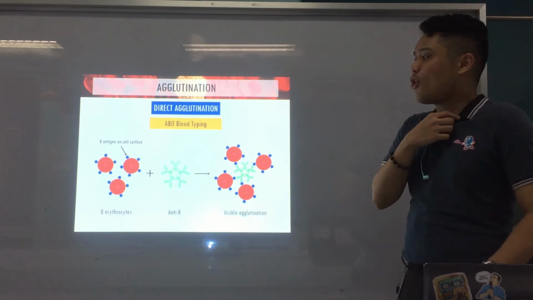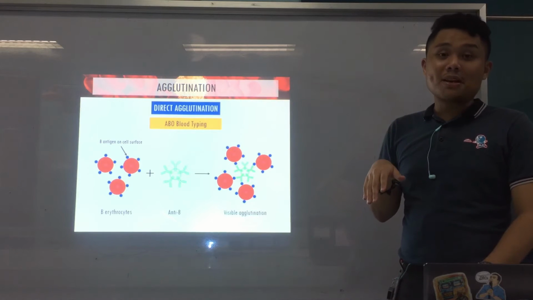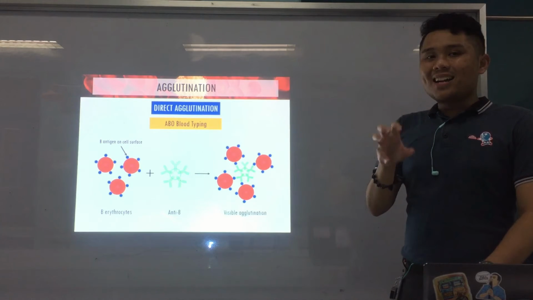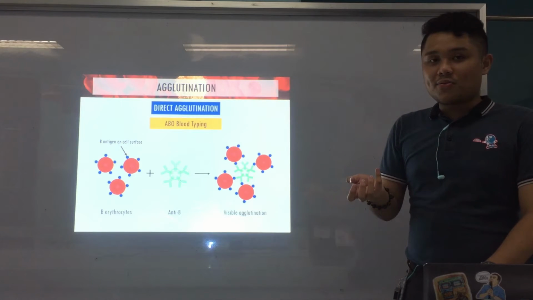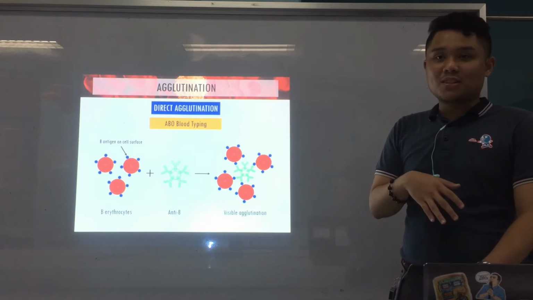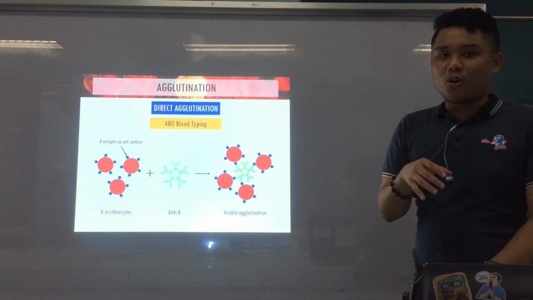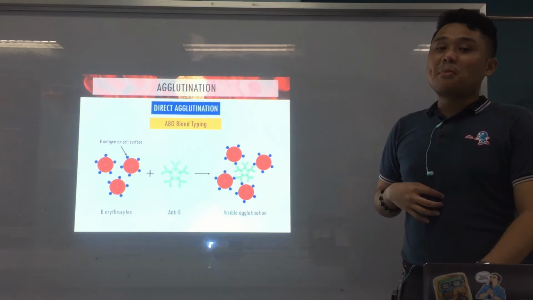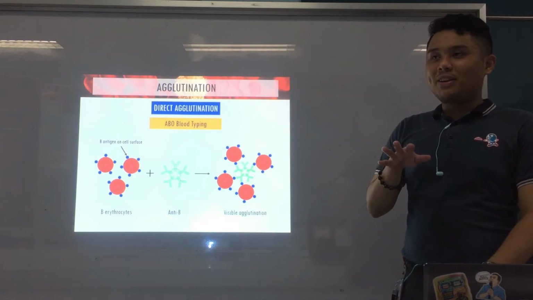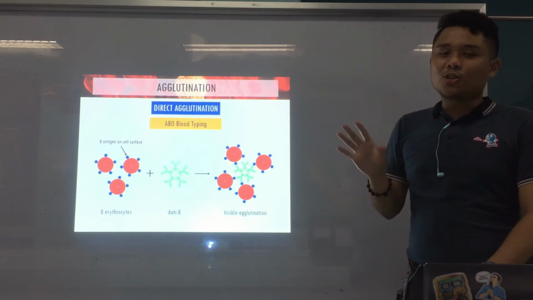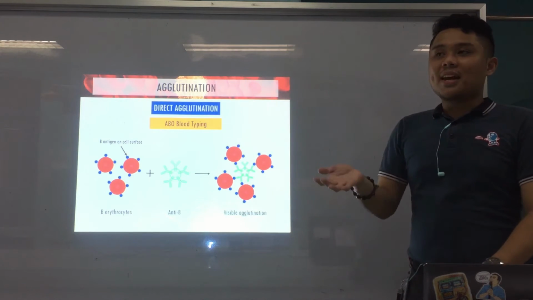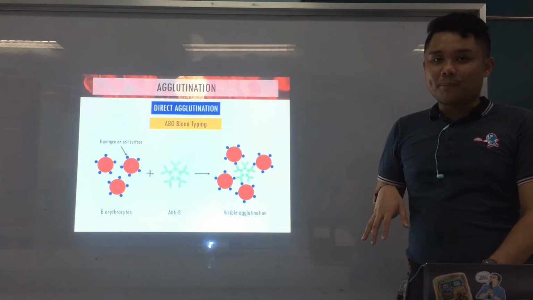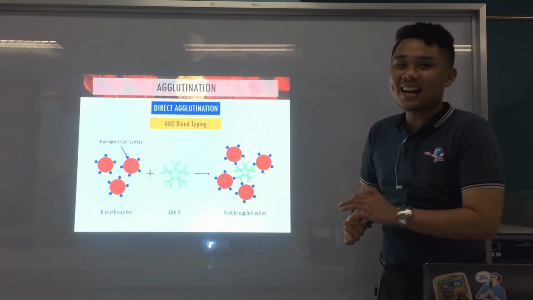Okay. So always take note, guys, of a fundamental rule in blood banking: the antigens are always found on the surface, and the antibodies are found in serum or in your plasma. You'll be introduced to that also. Always remember that the antigens are on the surface of your RBCs, whereas your antibodies are in your serum or plasma. Okay, so that's blood banking.